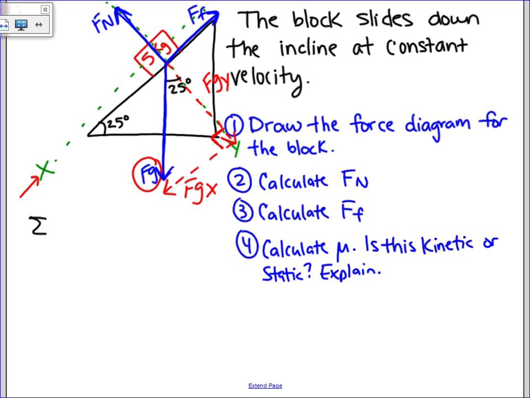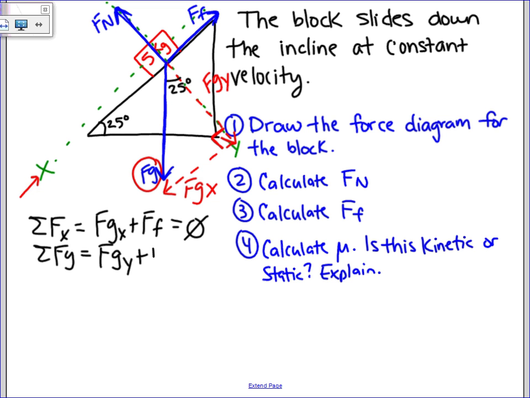The sum of the forces in the x direction is going to be the force gravity x plus the force of friction. And since it's sliding down at a constant velocity, it is equal to 0. The sum of the forces in the y direction is equal to force gravity y plus force normal, and that's also equal to 0. It's an equilibrium in both the x and the y direction. Now that we have that, we can now do step 2, 3, and 4, hopefully with relative ease.